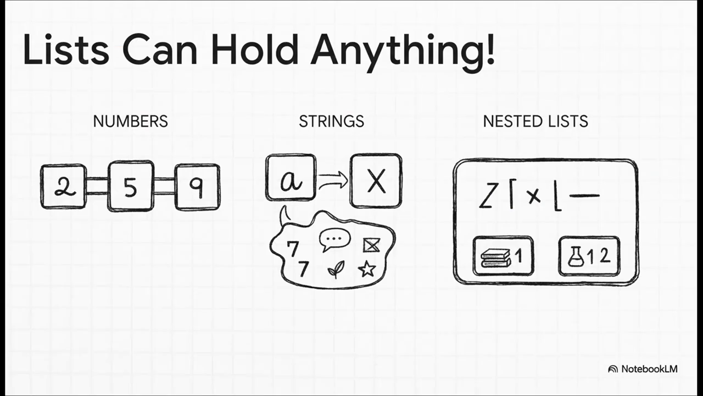You know, lists are not picky at all. You can store anything you want in them. You can have numbers, you can have words, you can even have a mix of different types of data, all in the same list. And look at this. You can even put a list inside another list. We call that a nested list. It's super useful for organizing complicated data.